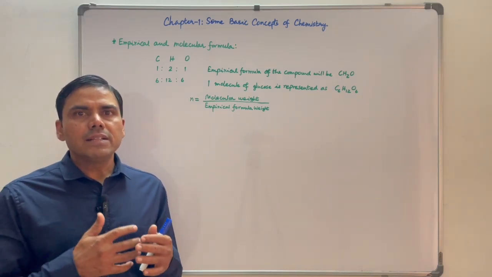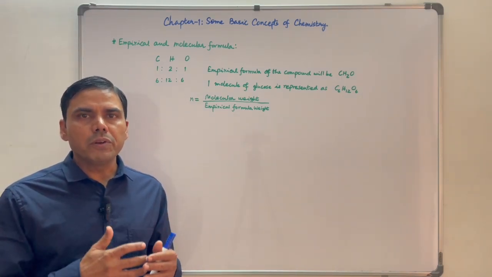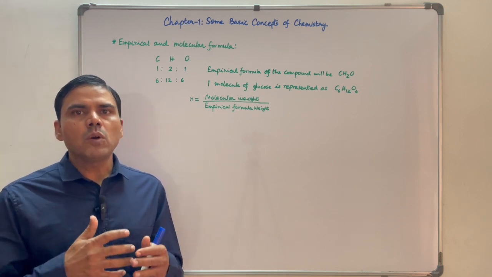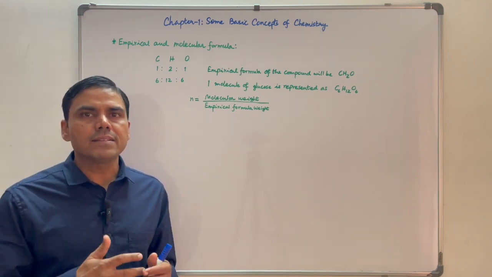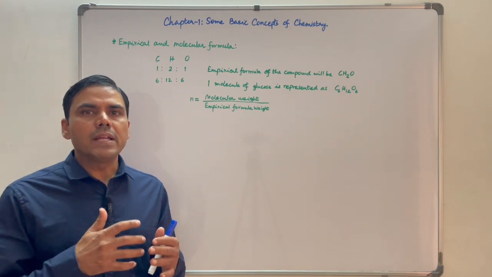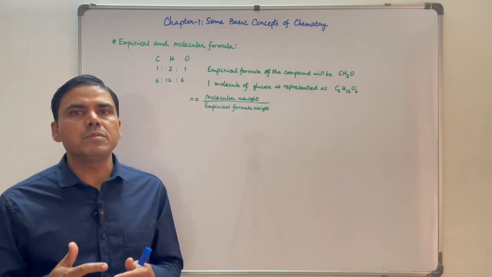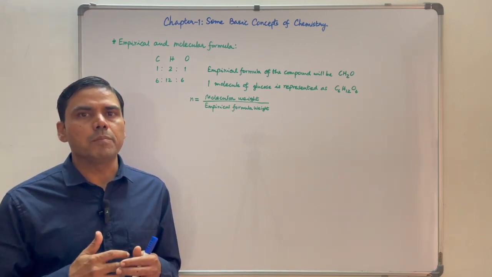Hello children, let us understand empirical and molecular formula of a compound. Empirical formula represents the simplest whole number ratio of various atoms present in a compound, whereas molecular formula represents the exact number of various atoms present in a molecule of a compound.